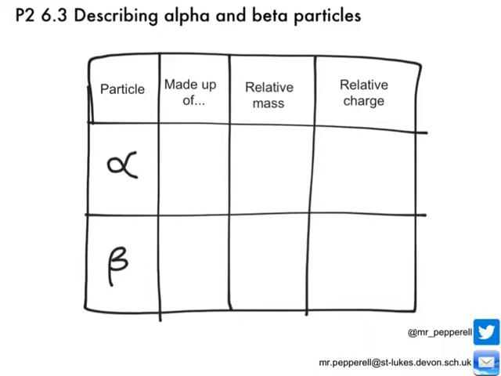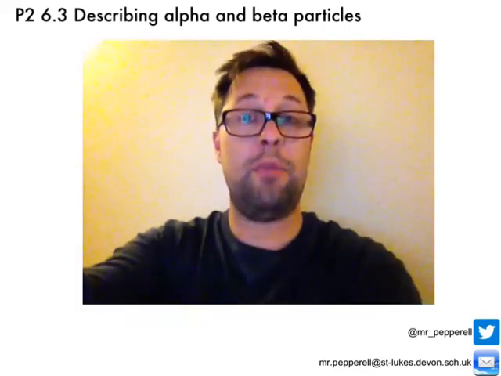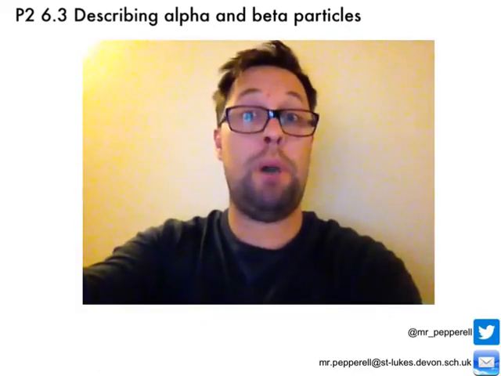Now you might notice from when we talked about the 3 types of nuclear radiation that we are missing gamma from this table. Well, don't worry, gamma is going to get mentioned next time. Don't worry about it for the moment. So that's everything we need to know about alpha and beta particles.